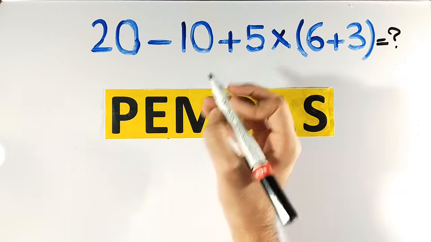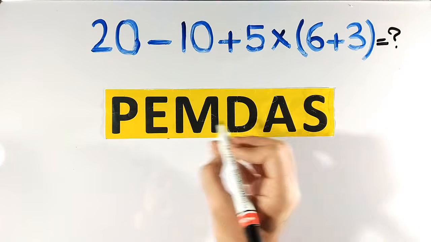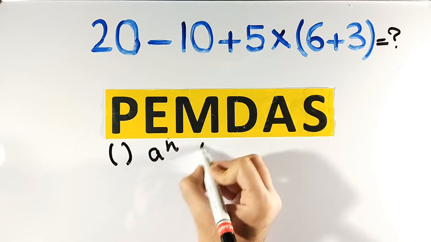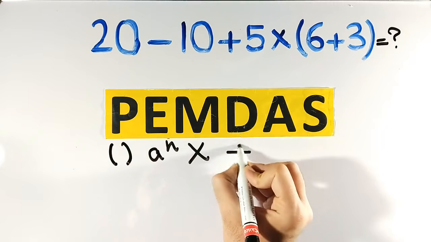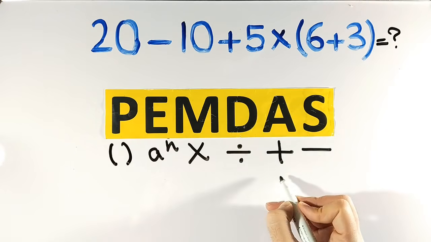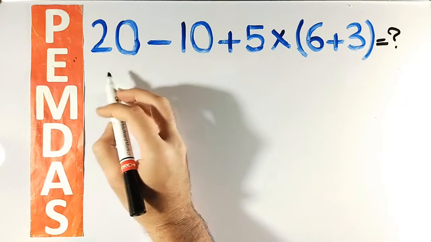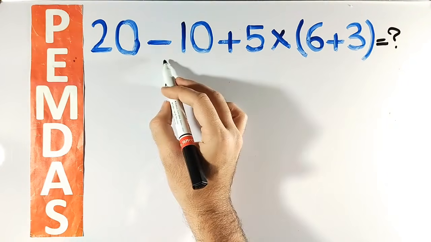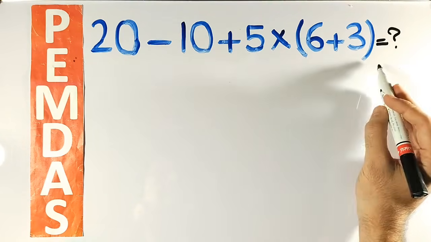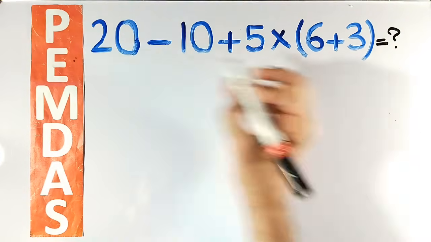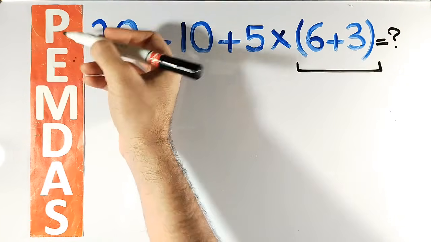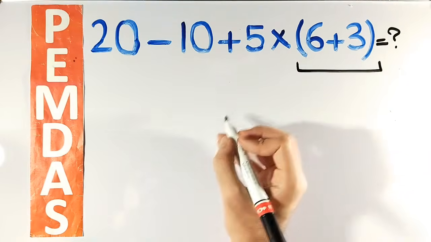To solve this question, we must follow the PEMDAS rule. And in this rule, P stands for parenthesis, E stands for exponent, M stands for multiplication, D stands for division, A stands for addition, and S stands for subtraction. As you can see on the screen, in this expression, first we have a subtraction sign, then an addition sign, followed by a multiplication, and finally parenthesis. According to the PEMDAS rule, first we go for the expression inside the parenthesis, because P or parentheses have the highest priority than the other operation.